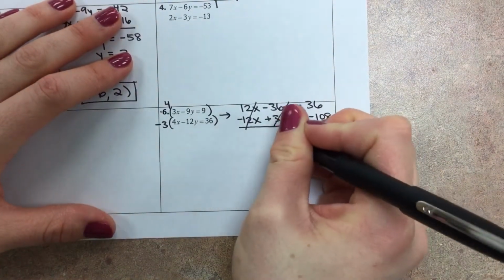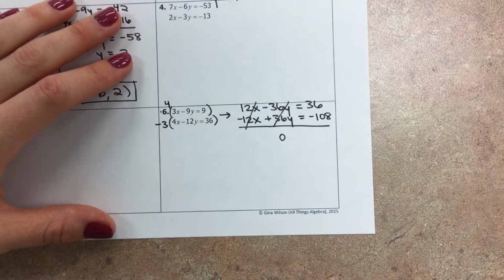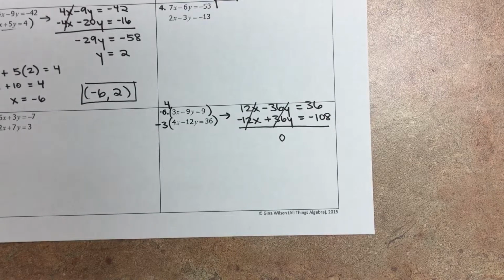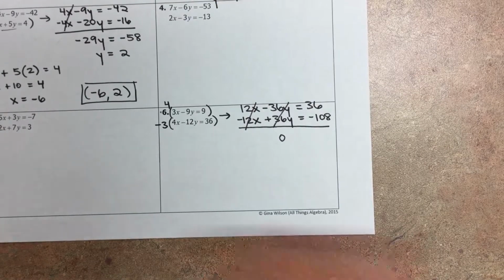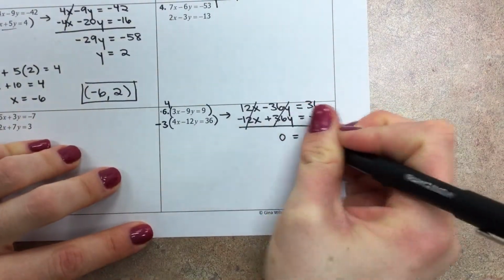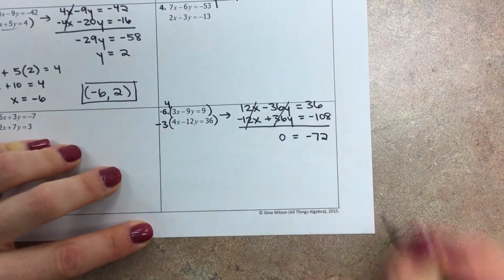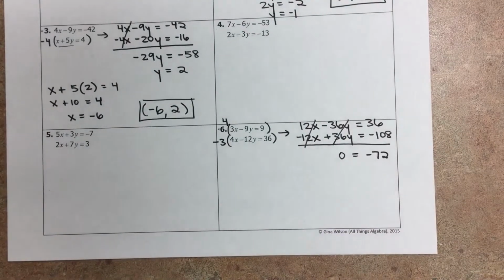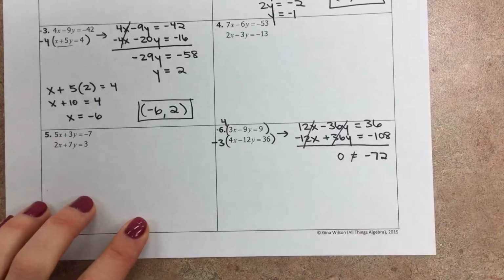So I have absolutely nothing left on the left-hand side of my equation. No x's, no y's, like literally nothing. And then on the right-hand side of my equation, when I combine those numbers up, I get 36 minus 108. And that, just typing this in, is negative 72. So I got 0 on the left-hand side. I got negative 72 on the right-hand side. That's not true, obviously. 0 is not equal to negative 72.